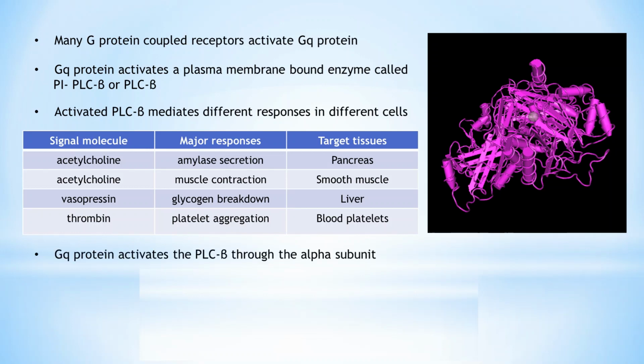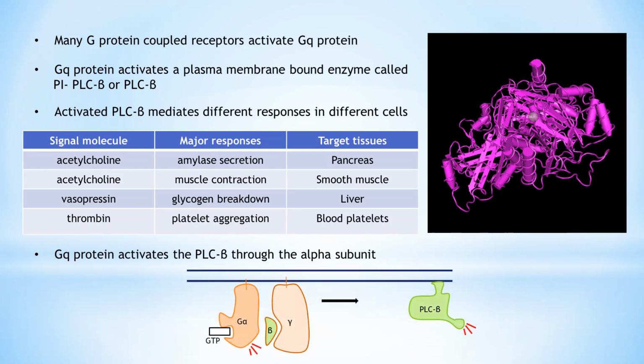The GQ protein activates the PLC-beta just like how GS protein or stimulatory G protein activates adenylyl cyclase, which is through the alpha subunit. Here we can see in the animation the activated G-alpha dissociates from the beta-gamma complex and goes to and activates PLC-beta. GPCR mediated activation of adenylyl cyclase and production of cyclic AMP has been discussed in my previous video.